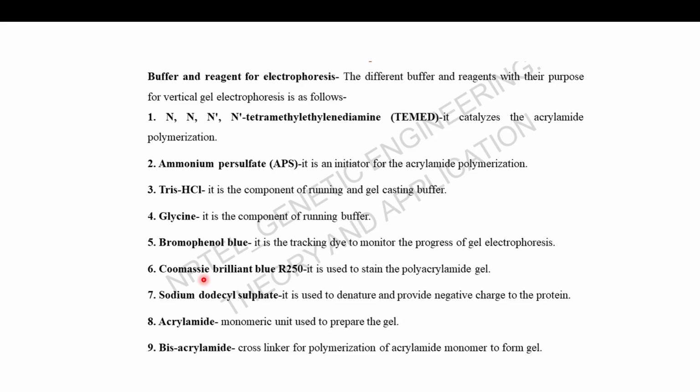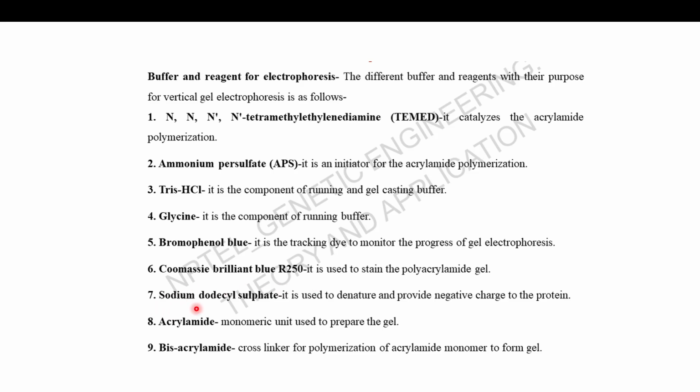Okay, but this Coomassie brilliant blue will come into the picture after the gel run has completed. Because you have to visualize the gel, right, to see where your protein of interest is located, and then you compare it using the reference or the standard protein ladders that are available, and determine the molecular weight of this particular band.